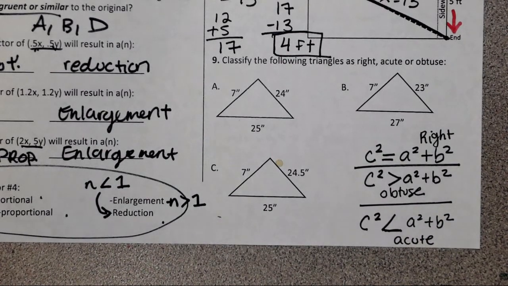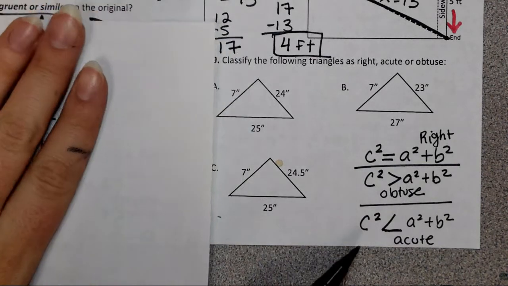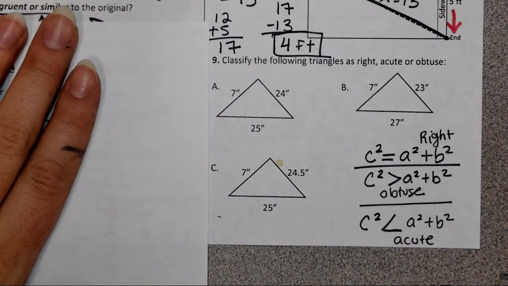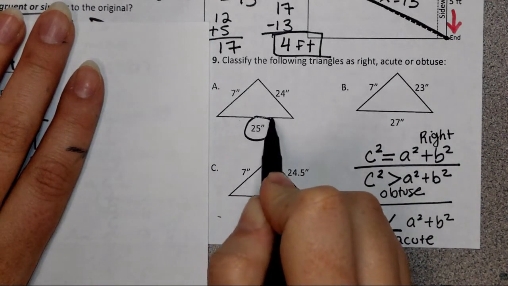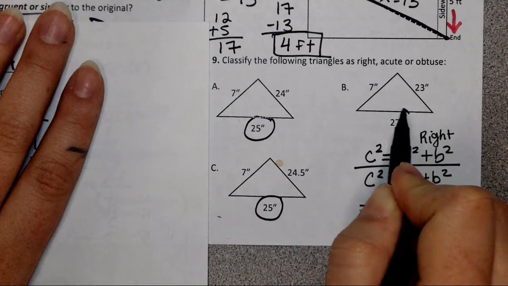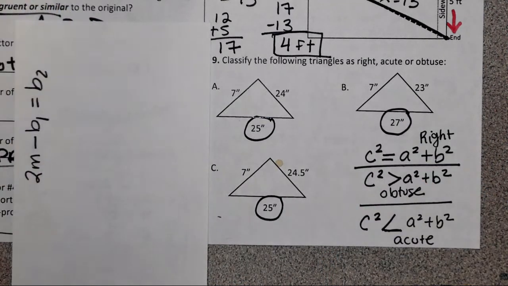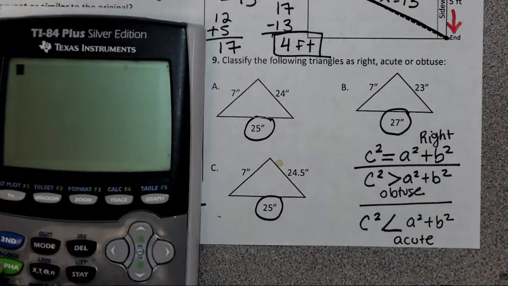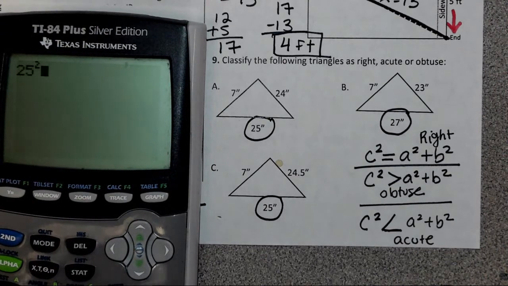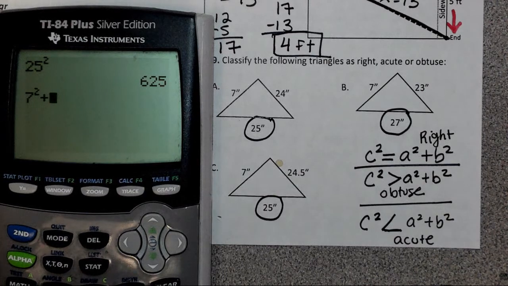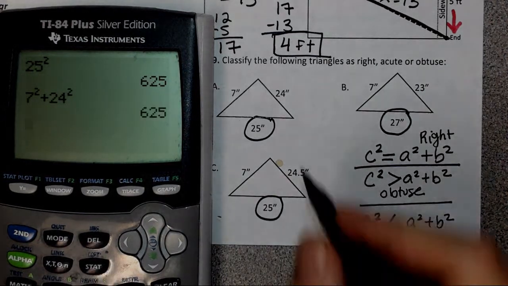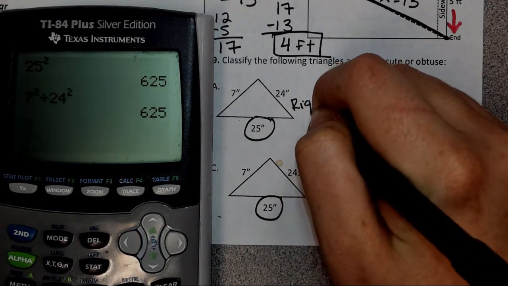Okay, so now you have to go in, find out what your c squared and a squared plus b squared is, and compare. Your c is always going to be the largest number. All right, so for the first one, 25 squared is 625. 7 squared plus 24 squared, also 625. So this is a right triangle.